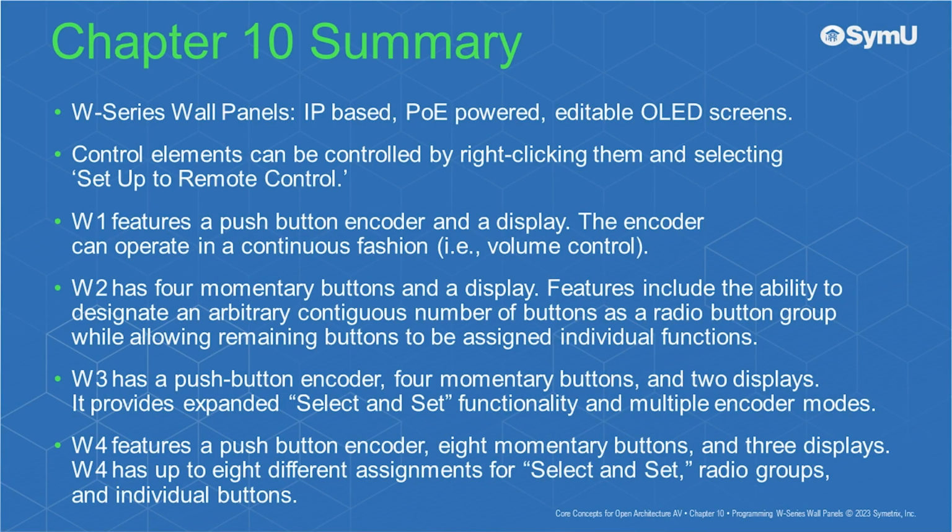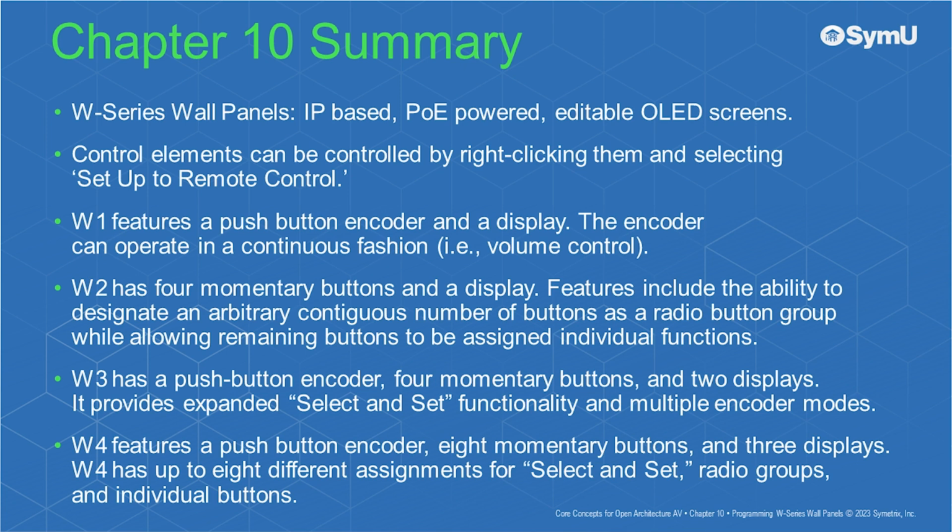In summary, W-Series wall panels are IP-based, PoE-powered, and feature editable OLED screens. Control elements can be controlled by right-clicking them and selecting Setup to Remote Control. W1 features a push-button encoder and a display. The encoder can operate in a continuous fashion, i.e., volume control. W2 features 4 momentary buttons and a display.